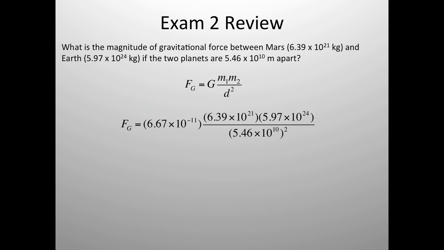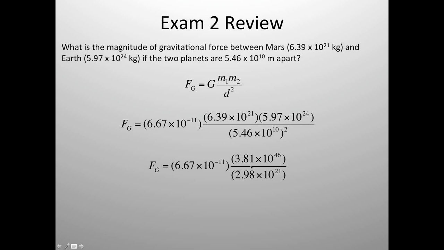The mass of Mars, 6.39 times 10 to the 21st, times the mass of the Earth, 5.97 times 10 to the 24, divided by 5.46 times 10 to the 10th squared. Don't forget that square. That is by far the biggest mistake made in this calculation, forgetting to square the distance in the bottom of the fraction. So I like to do that first or second by leaving the gravitational constant out in front and reducing my fraction down to just one number divided by another number.